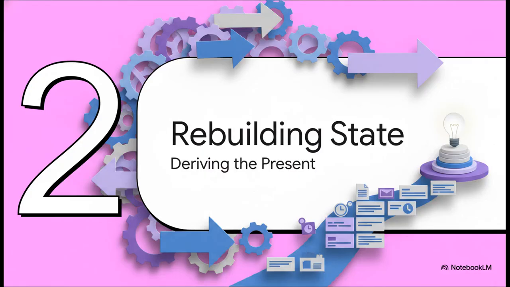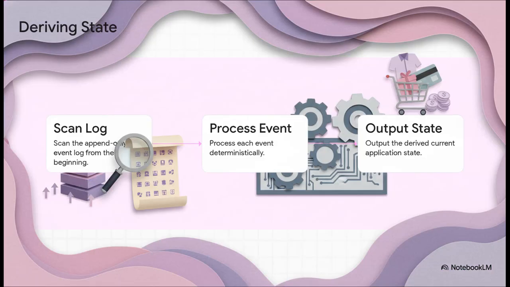Moving on to Section 2, History and Rebuilding State, Deriving the Present. Now, you might be wondering, if we're never actually overwriting data, how on earth do we know the current state of things? Because, let's be real, an event log all by itself isn't what users want to look at. They want to see their current shopping cart, not the entire history of everything they've ever added and removed. So we have to derive the present.